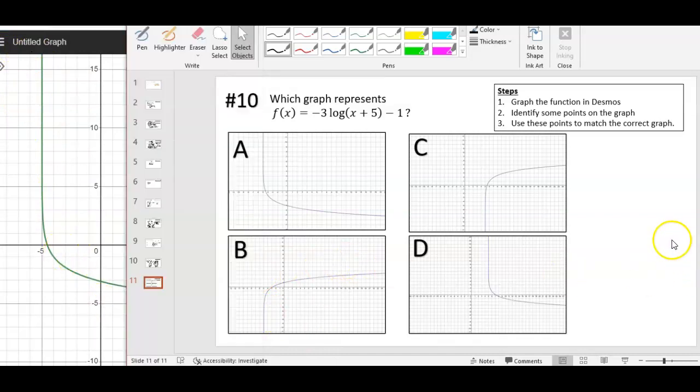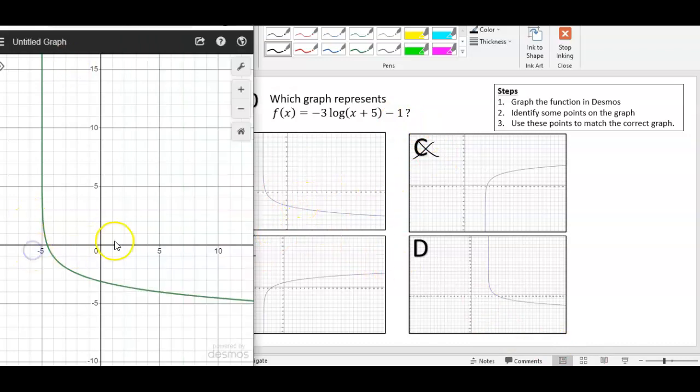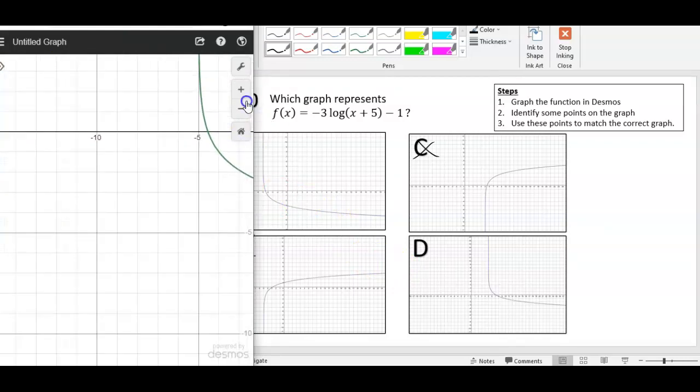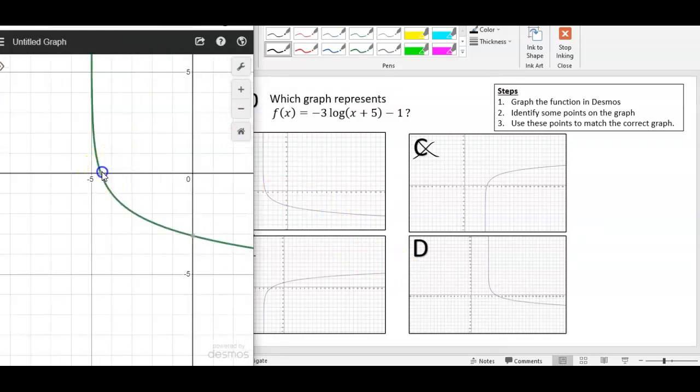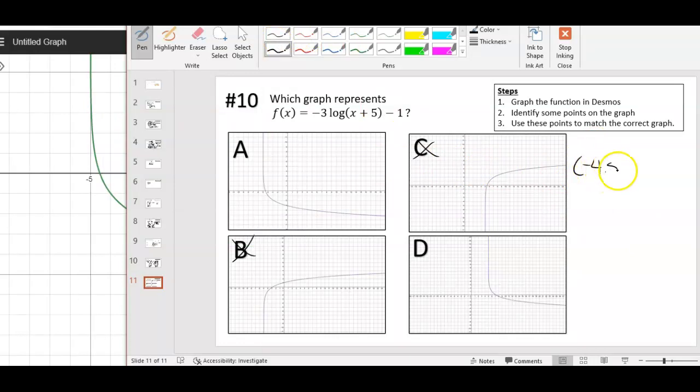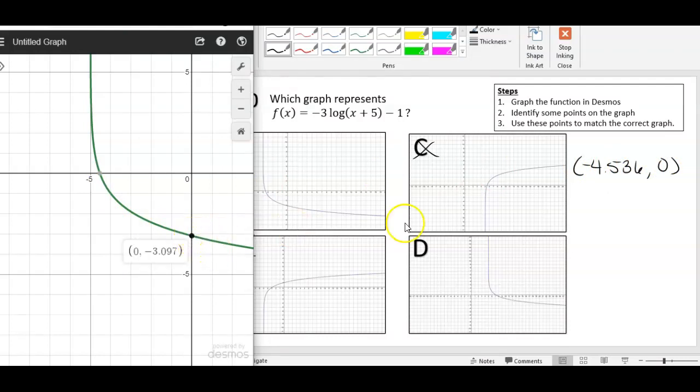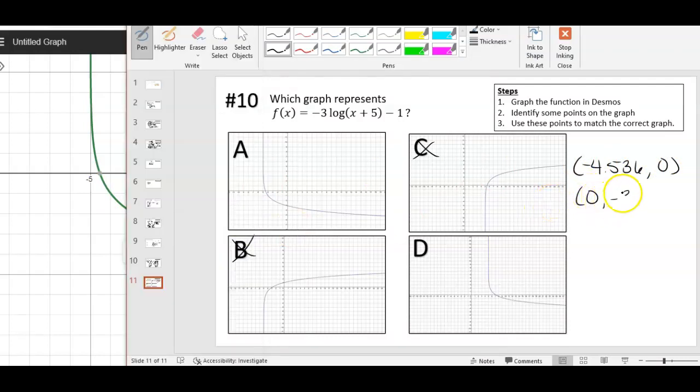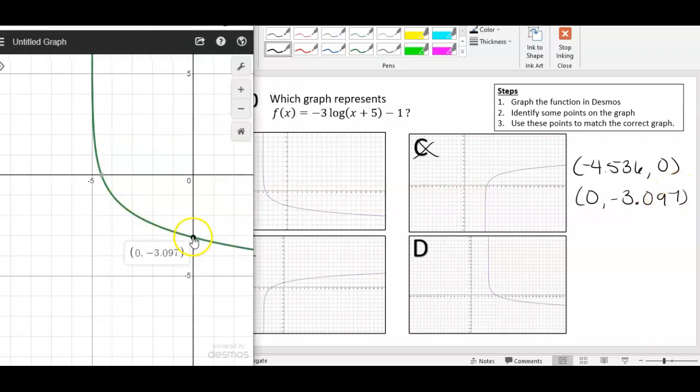So I can already go ahead and eliminate answer choices C and B, because those are opening in the wrong direction. Now it's a matter of which graph, A or D, matches. Some good reference points are the x and y intercepts. And the nice thing about Desmos is if you click on them, it'll tell you the coordinates. So I have an x-intercept at negative 4.536. So I'm going to look for something with an x-intercept at negative 4.536 and a y-intercept at 0, negative 3.097. Those are going to be some of my identifying features.